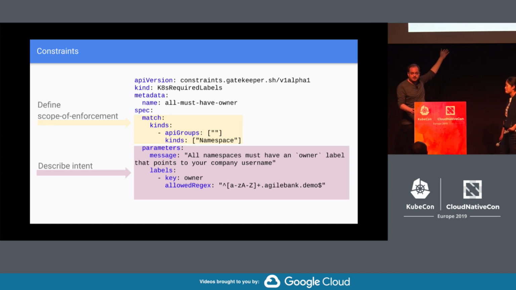And finally, in the red box here, we have the admin's intent. This is essentially the arguments to the constraint, if you think of them as functions. Right, and for this particular constraint, we have a user-friendly message. Essentially, if you do not have an owner label, we're going to tell you, hey, you're creating a namespace. All namespaces need an owner label, something that a user can understand and follow and hopefully change their request to be compliant. And then we have the actual parameters to enforce. In this case, a list of labels. There's only one, owner, and the regex we expect it to match.